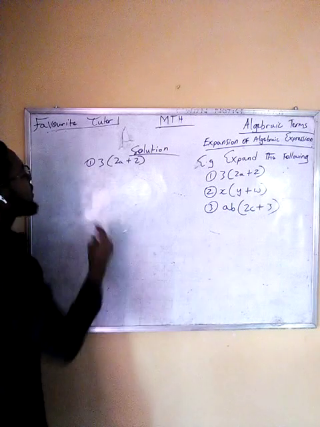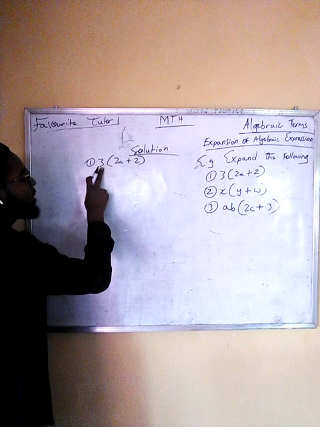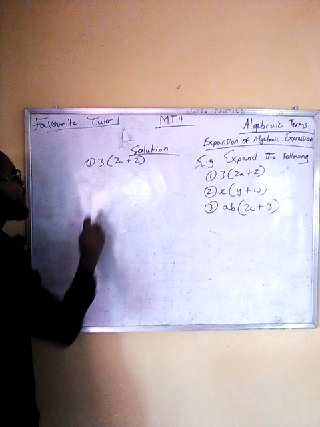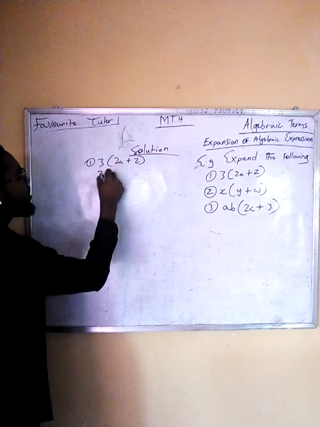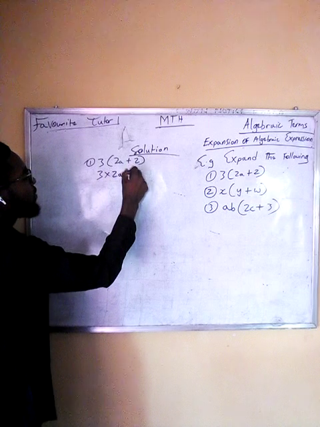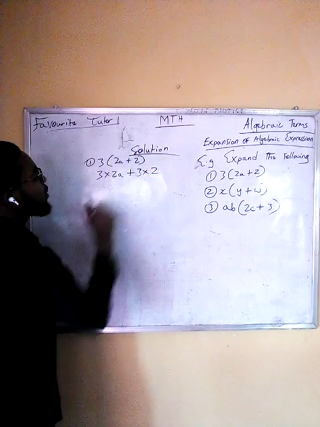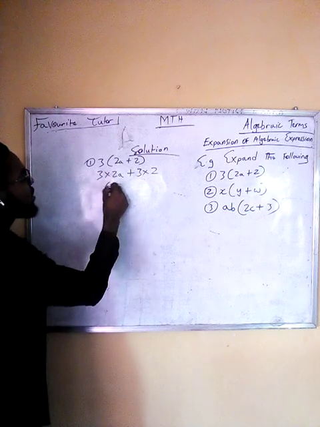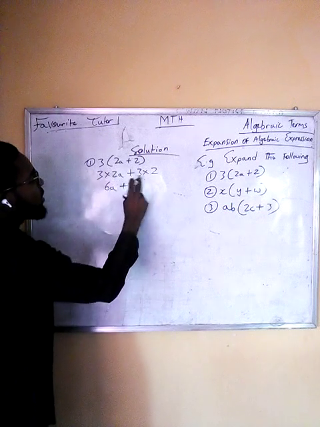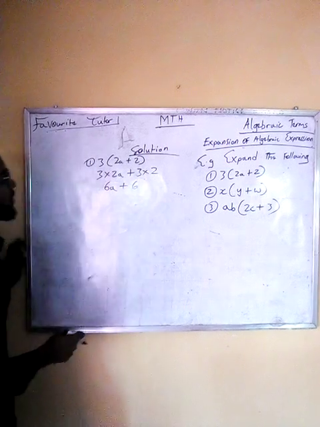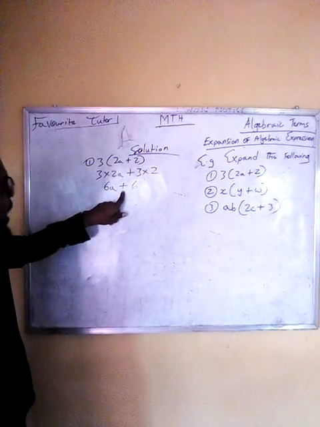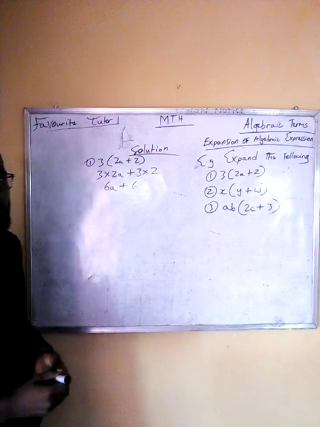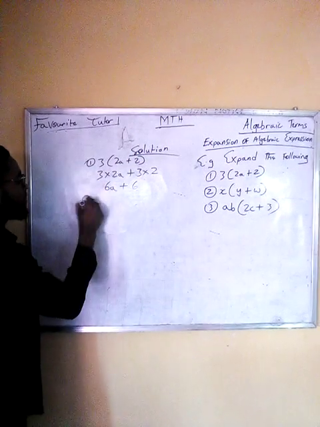So therefore, 3 is going to multiply 2a and 3 is going to multiply what? 2. So therefore, to open this bracket is going to be what? 3 times 2a plus 3 times 2. So 3 times 2a is what? 6a plus 3 times 2 is what? 6. Now this is the expansion of this expression. Are we good to go? We're good to go.